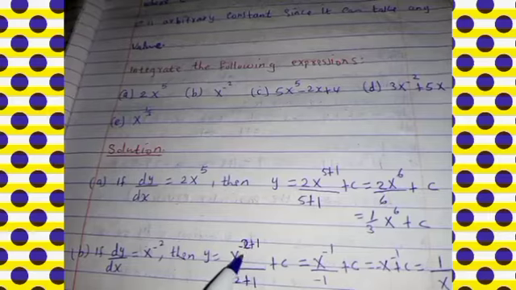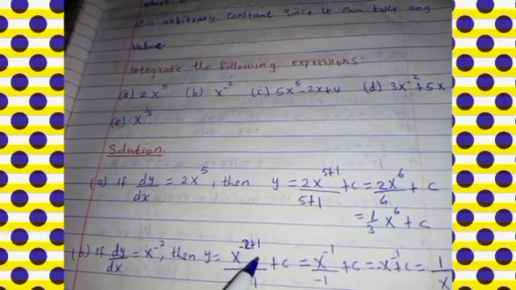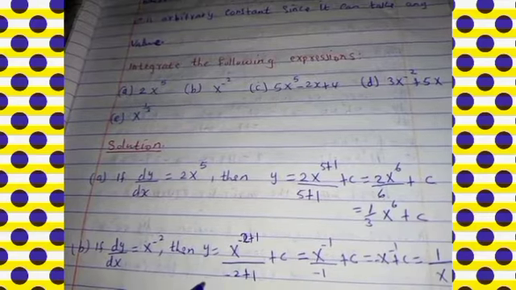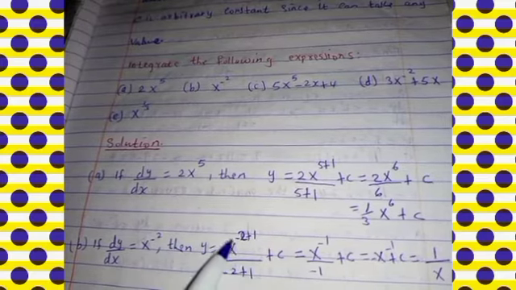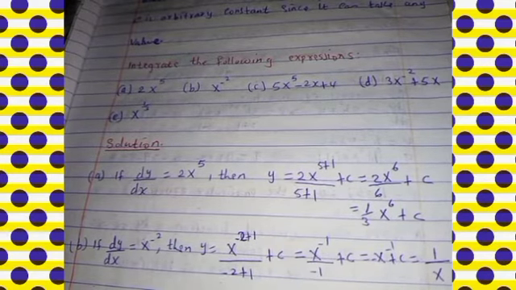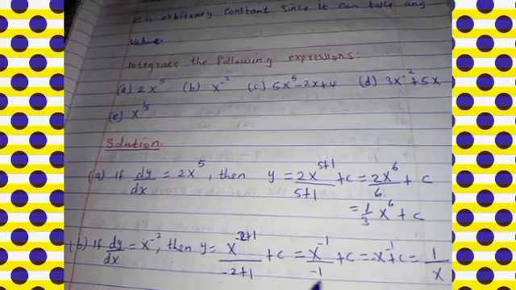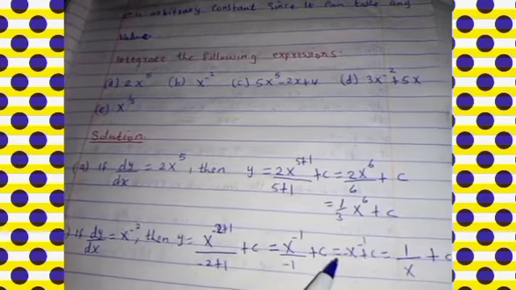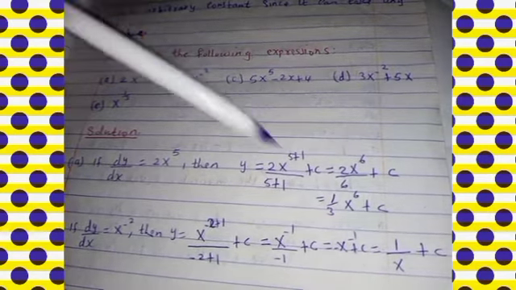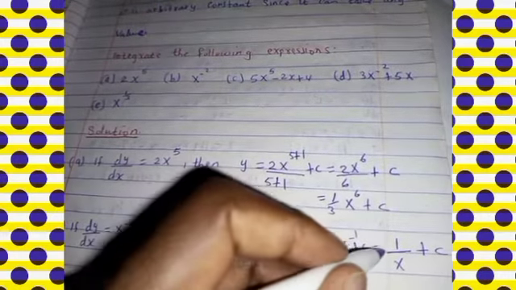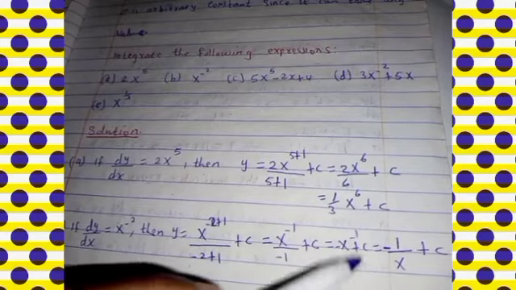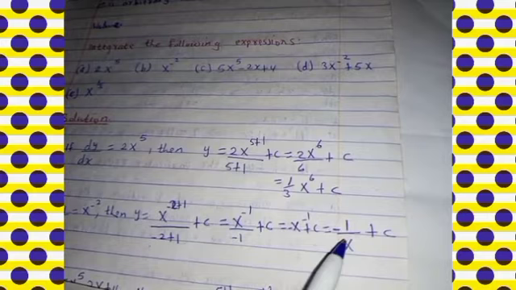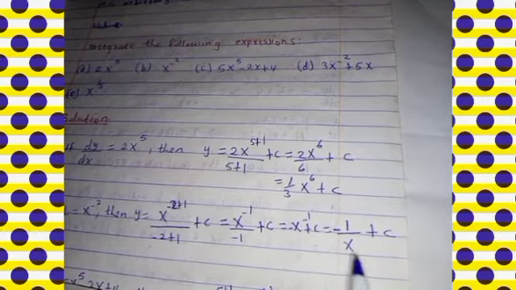The next one, part b, we are given dy over dx equal to x power -2. To do that, we increase the index by 1. So -2 plus 1, divided by -2 plus 1, plus c. Of course, -2 plus 1 is -1, divided by -1, plus c, which is equal to negative x power -1 plus c, which can be written as negative 1 over x plus c.